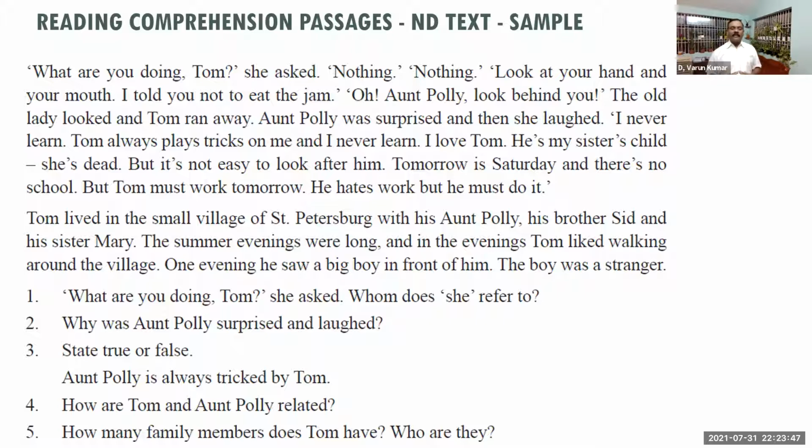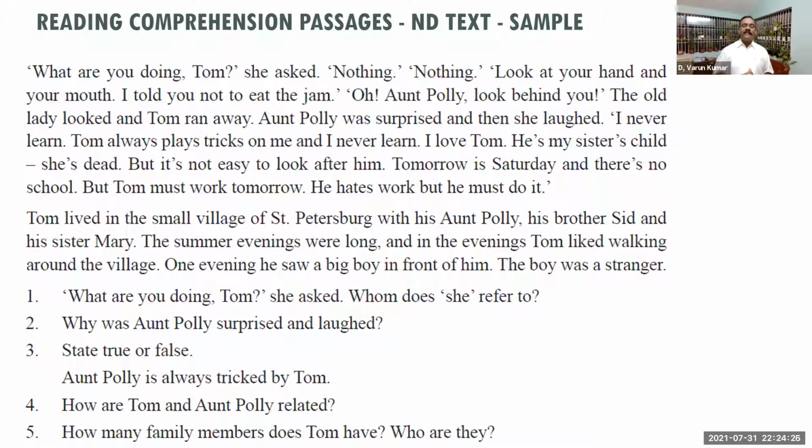When you read the whole paragraph, you will find who are the family members in this, the family of Aunt Polly. "So what are you doing, Tom?" she asked. Who is she? You know, Aunt Polly. Aunt Polly is asking the question to Tom, "What are you doing?" Because he is tricking the lady Aunt Polly. He was hiding behind her and making some tricks. So it is a habit of Tom, giving her some kind of surprising tricks and all.